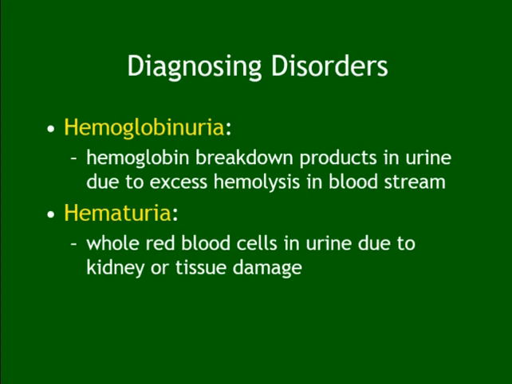And it happens if you have a lot of hemolysis. So if I see hemoglobin in your urine, I know that you're breaking down the blood. Instead of 10%, you're breaking down 20, 30%. So a lot of hemolysis going on for some reason.